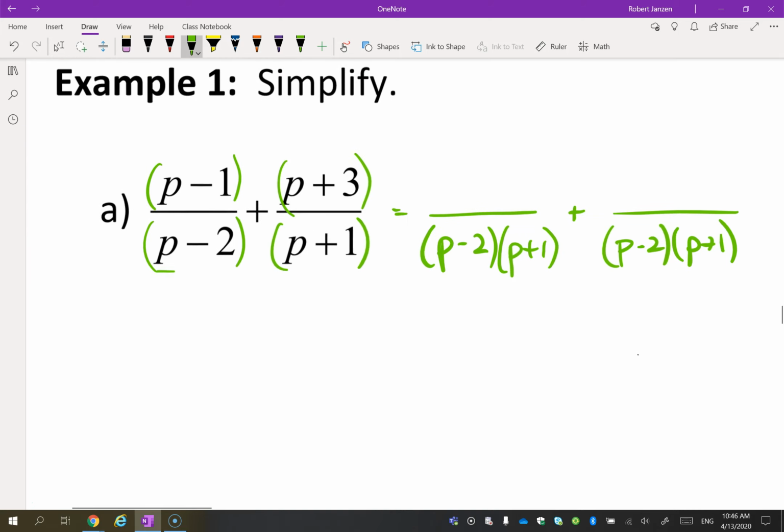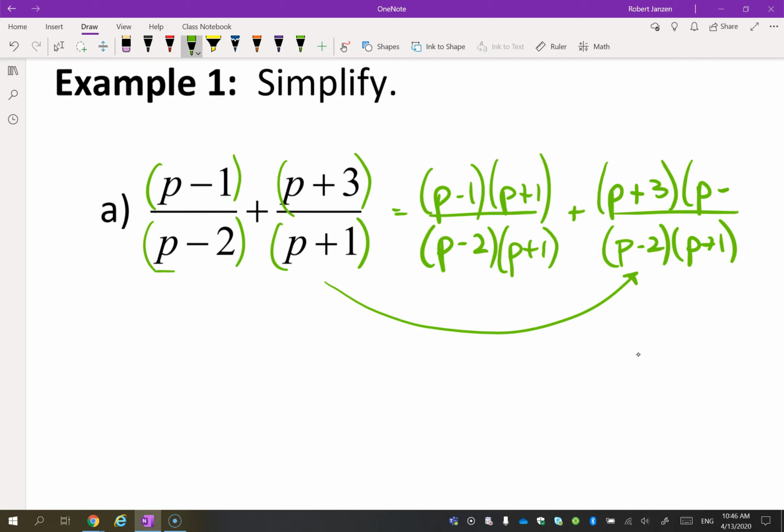Okay, so that's my least common denominator. So what have I done to the first fraction? I've multiplied by p + 1. So let's multiply the numerator times p + 1. What have I done to the second fraction? I've multiplied by p - 2. So let's take p3 and multiply by p - 2.